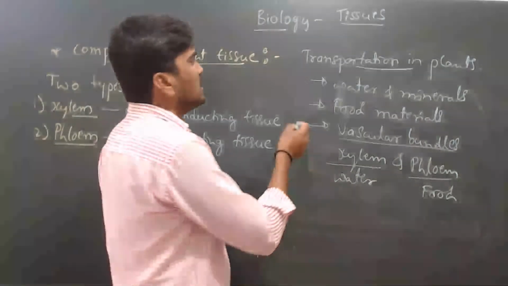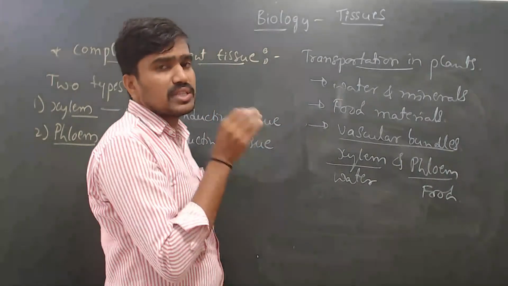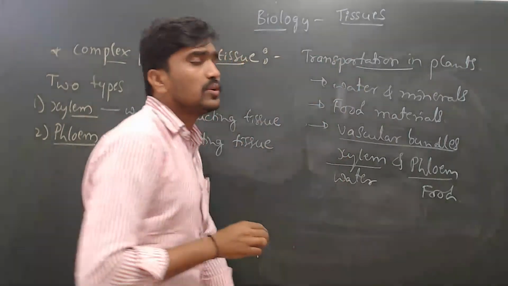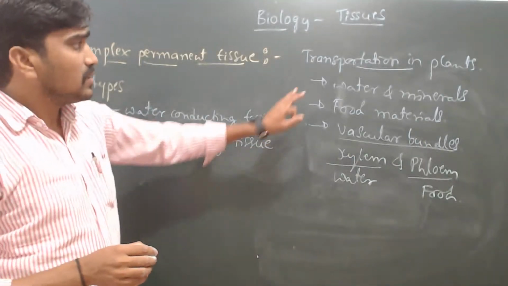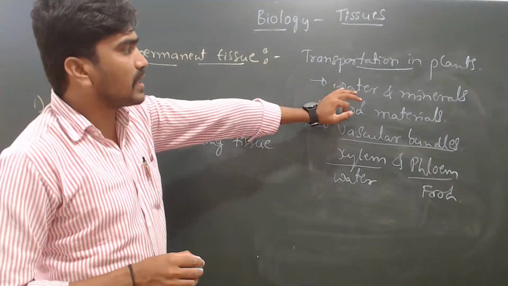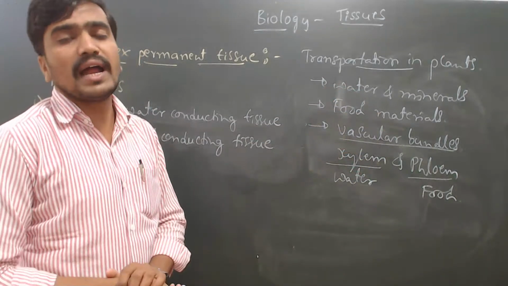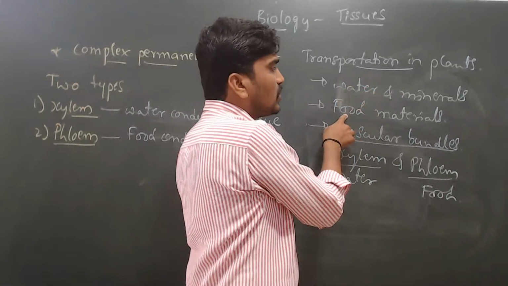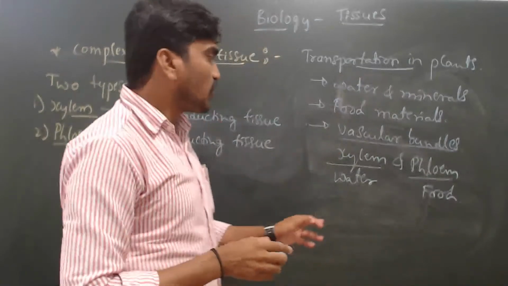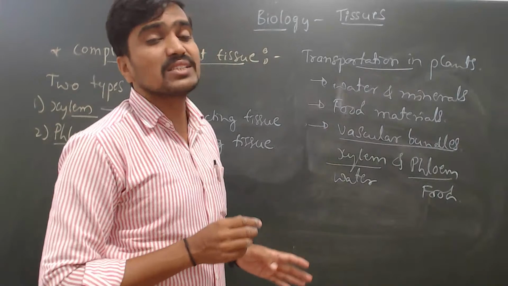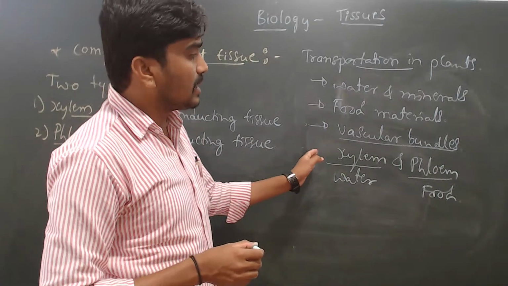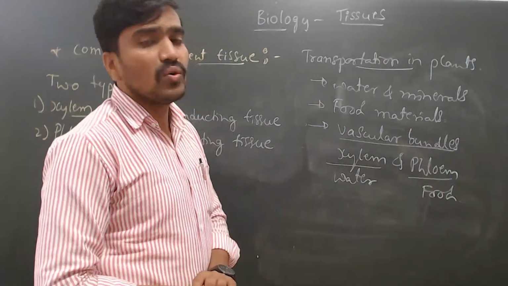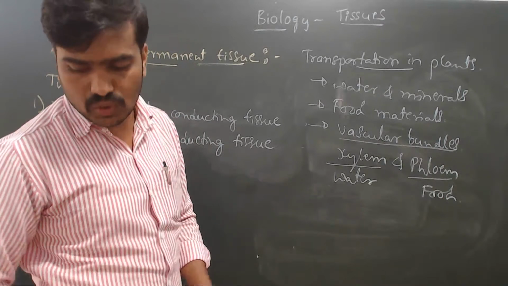So these are known as complex permanent tissue that mainly help for transportation in plants. Which type of transportation? Water and minerals are transported by xylem, food and food materials by phloem. So these are known as vascular bundles. Xylem is the water conducting tissue, phloem the food conducting tissue.